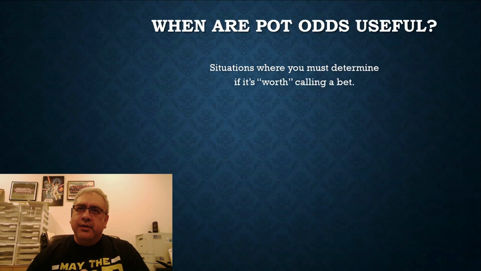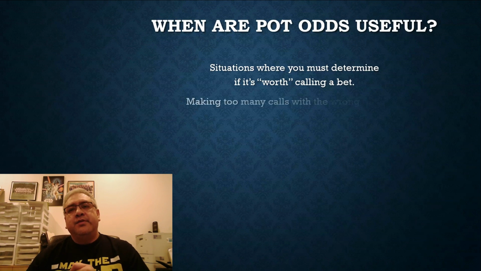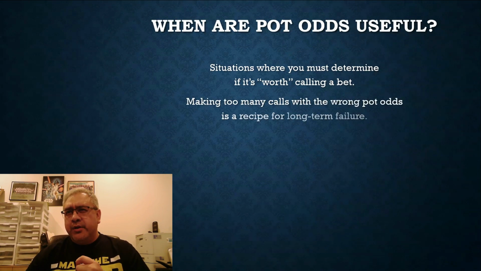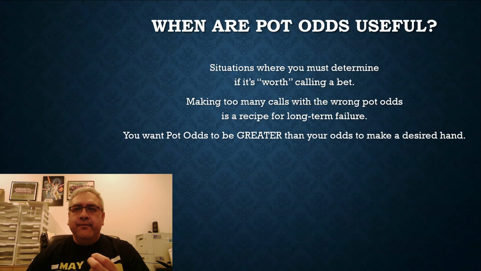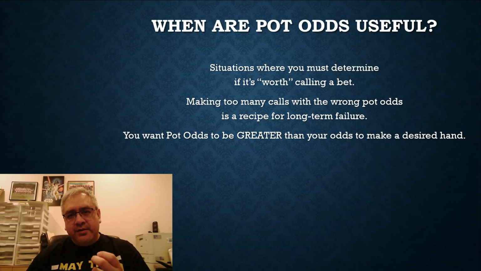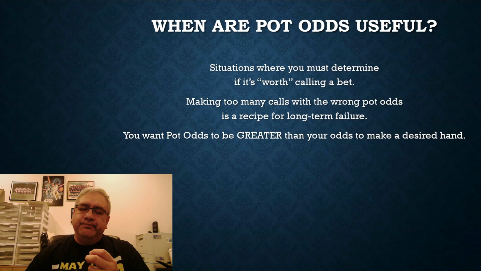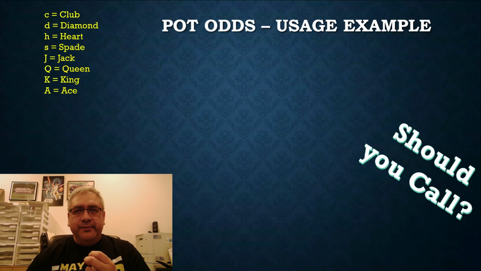Now, why are these pot odds useful? Well, in situations where you have to determine if it's worth calling a bet. In the game of poker, you're often going to be faced with a situation where someone makes a bet into you, and you've got to decide whether or not it's worth staying in the hand. So those are the situations where you're going to want to have the correct pot odds to stay in the hand. You want your pot odds to be greater than the odds to make whatever hand it is that you're trying to make. If you call too frequently with the wrong pot odds, it is a long-term recipe for disaster because long-term you will be a losing player.